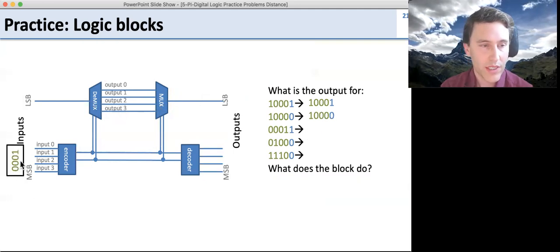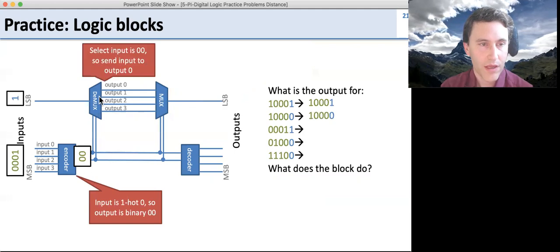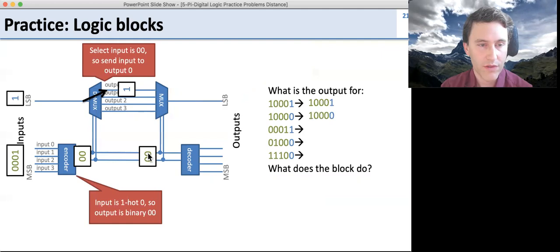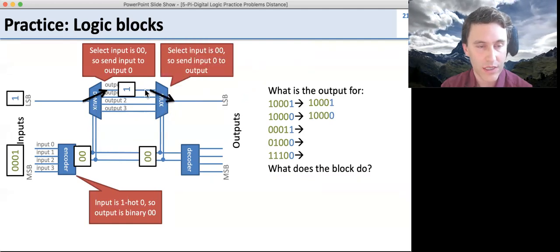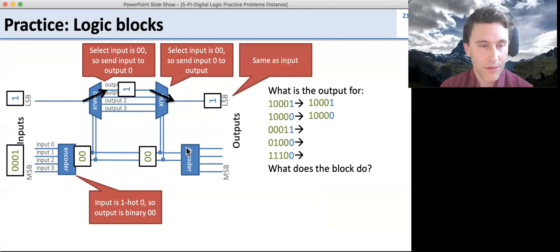Let's take a look at the next one over here. So for this one here, we had 0, 0, 1, and 1 as the inputs. This is a 1 hot 0, so that's going to be encoded as 0, 0 here. 0, 0 is going to send the output to output 0. Get a 1 going across there. We have the same 0, 0 coming along these wires. It goes into the mux. The mux is going to select the 0th wire up here, so we get a 1 going out the other end. Same as the output.